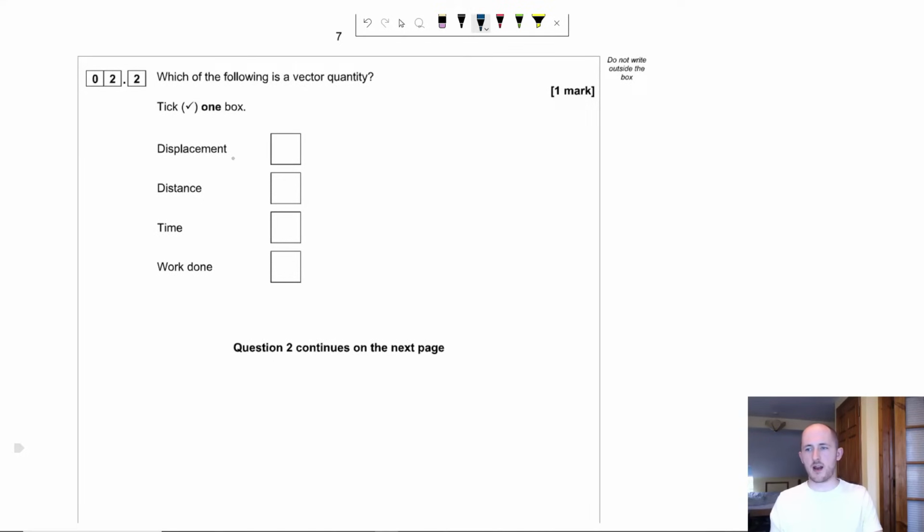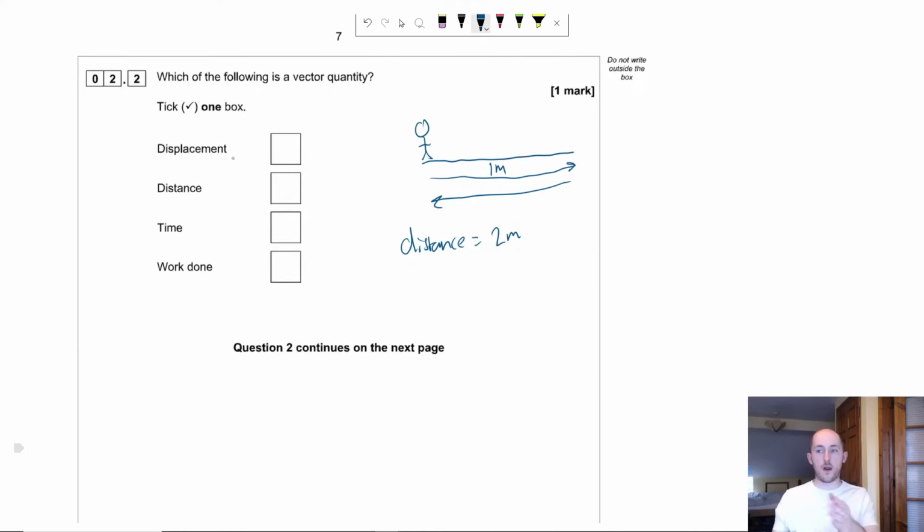So the example I like to use is, imagine this is me. As you can see, 1-to-1 recollection, although I haven't got the hair right, of course. And let's say I walk this way and then back. Now let's say that distance is 1 meter. The distance I've travelled is 2 meters, right? 1 meter to the right and 1 meter back to the left.